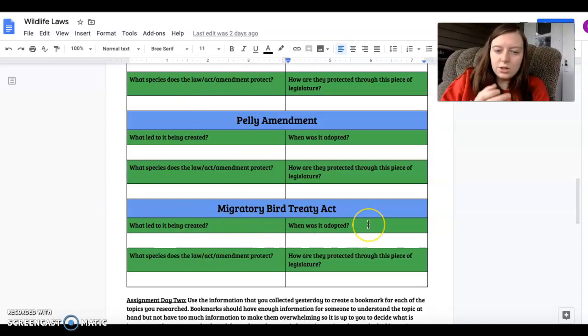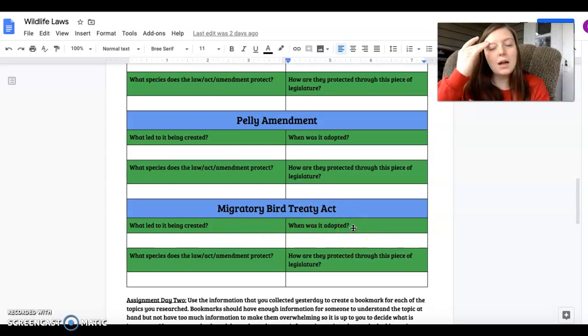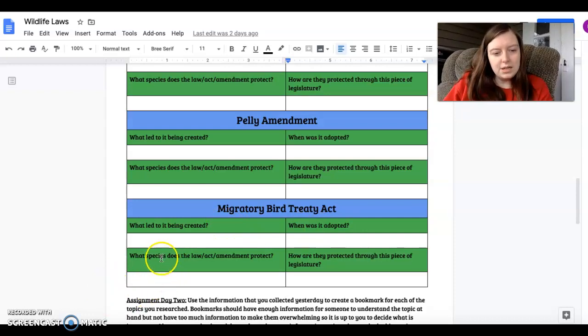When was it adopted? That should be fairly easy to find. If you want to add in other information there, like if it was amended anytime, or the steps it took to get adopted, because most of the stuff doesn't happen overnight, right? So some of these may have taken months or years to actually be accomplished, so you can include that information in there. What species does the law, act, or amendment protect?